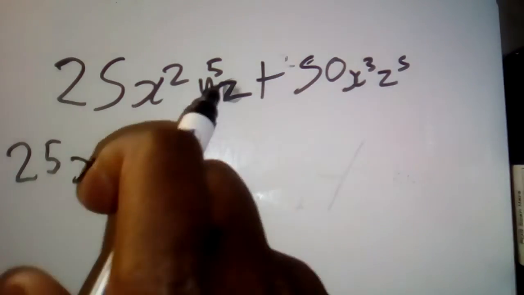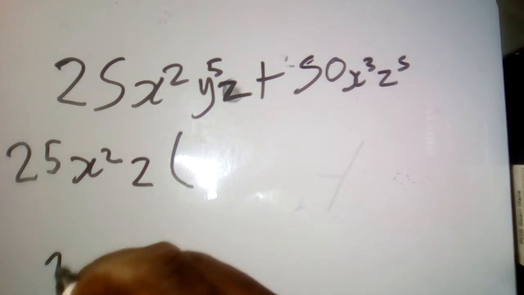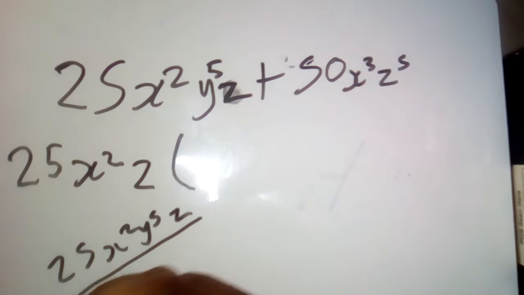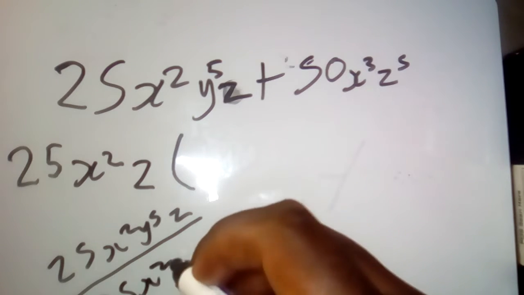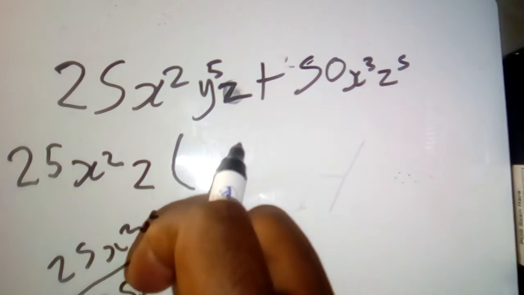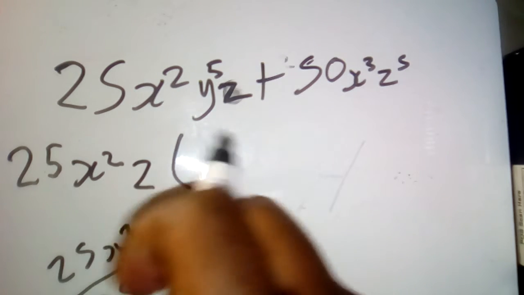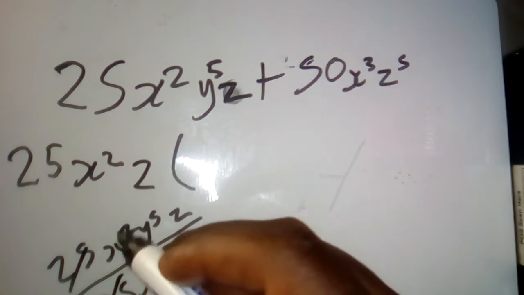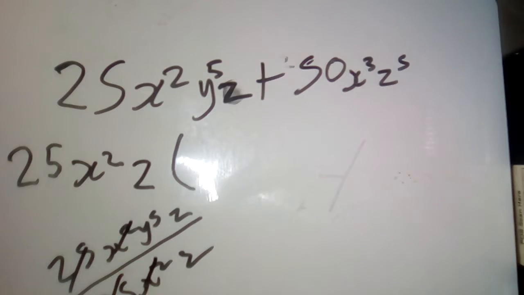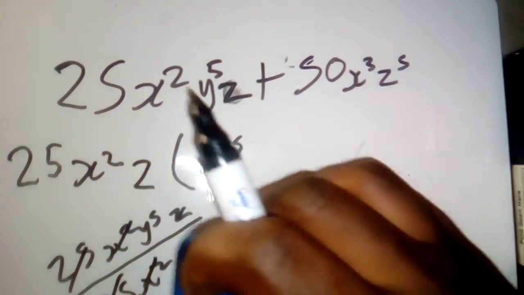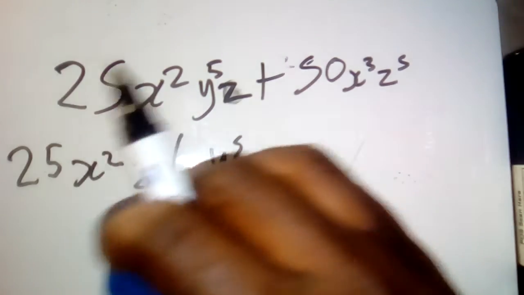So now we're going to divide this whole term by that. We're going to have 25 x squared y to the power of 5 z divided by 25x squared z. So basically I'm dividing this term by this term to get the answer that I will have to put there. So 25 and 25 cancel. x squared and x squared cancel. z and z cancel, so we're left with y to the power of 5. The same thing divided by the same thing is 1, so they just cancel.